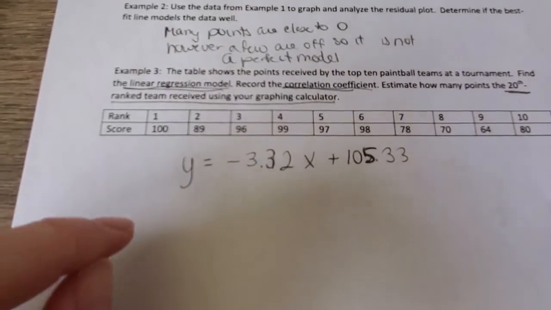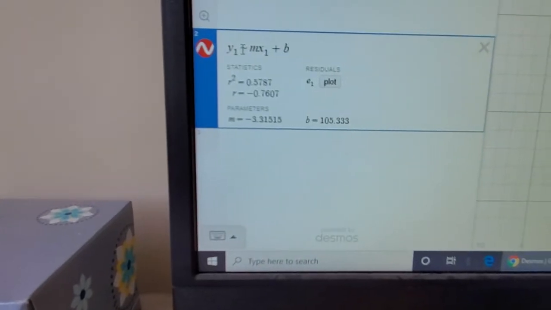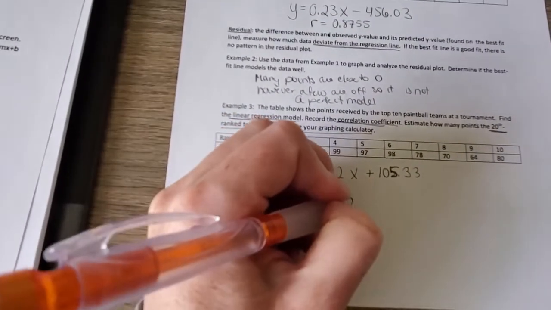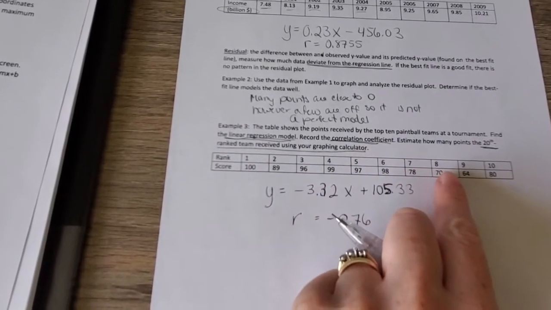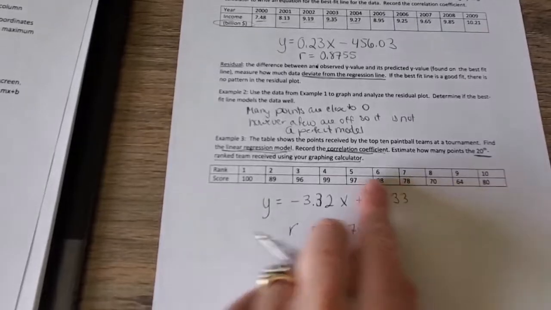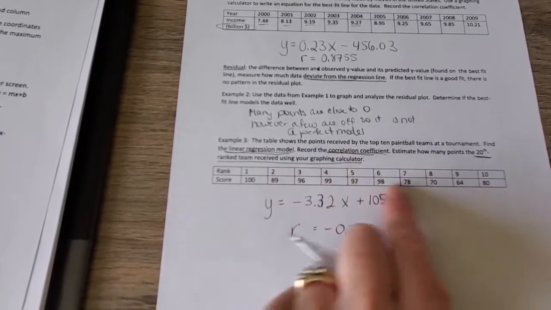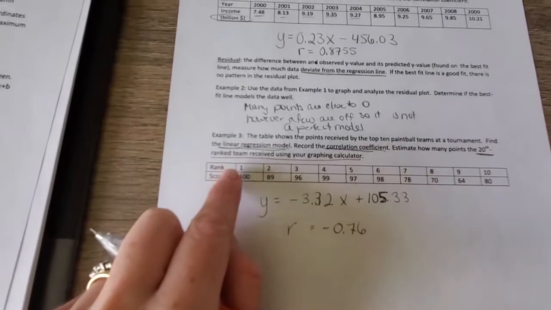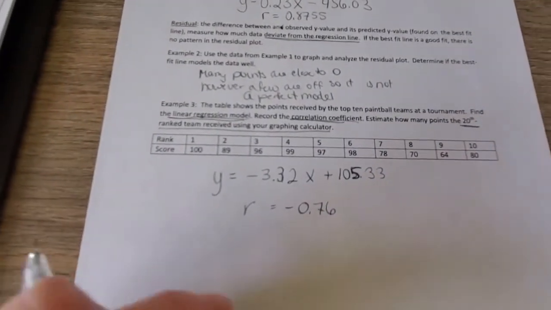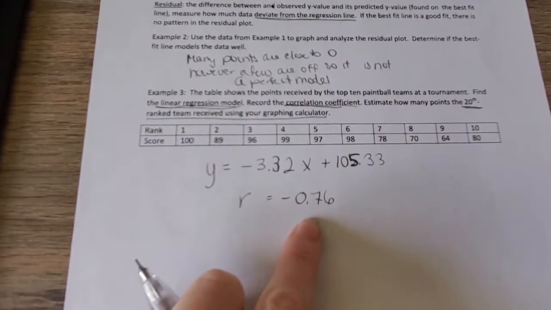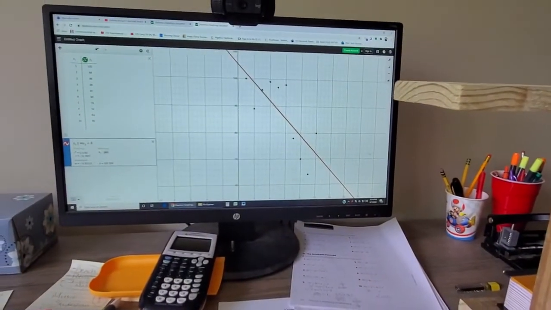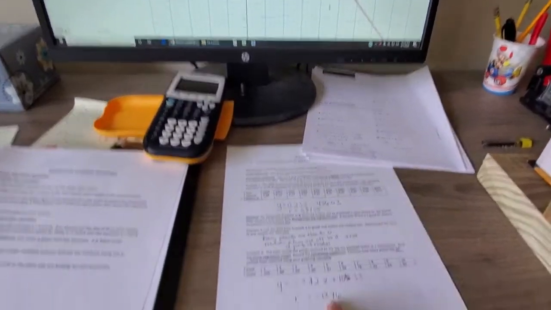What is a linear regression model? There it is. Then it says record the correlation coefficient. So we go back up and we're looking for the R value, which is negative 0.76. So we're going to put R equals negative 0.76. So again, the relationship is negative as the rank goes up. As the rank numbers go up, the scores go down. So the first place should score the highest, and then going down from there is what that is saying. So it's a negative correlation. Okay, it's not that close to 1. As you can see, the scatter plot is pretty scattered compared to the line. So that's why 0.76 is further away from 1.